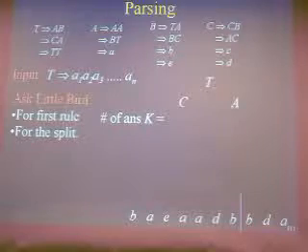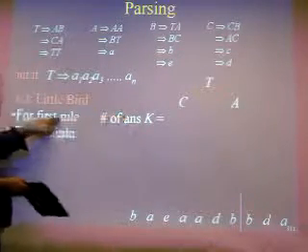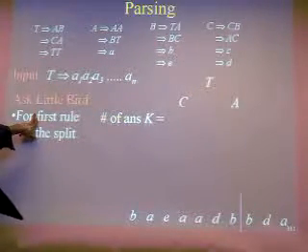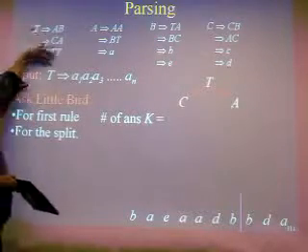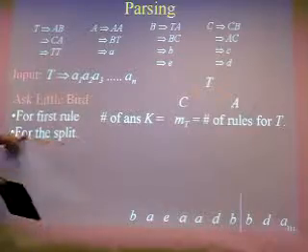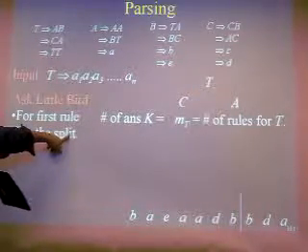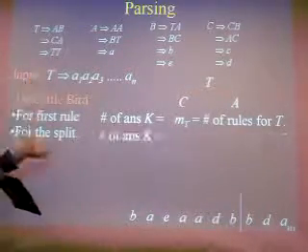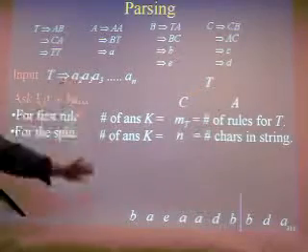How many answers are there for the first rule? In this case, it's 3. No big deal. Number of rules for T. How many places to split? Yeah, n minus 1, something like that. Everybody get that?